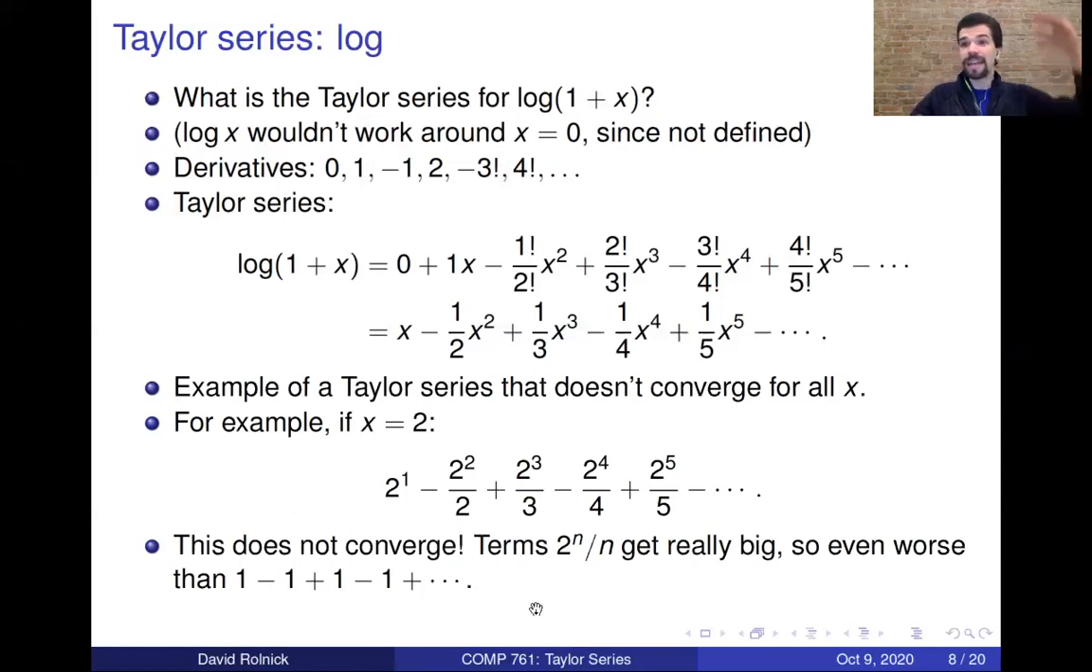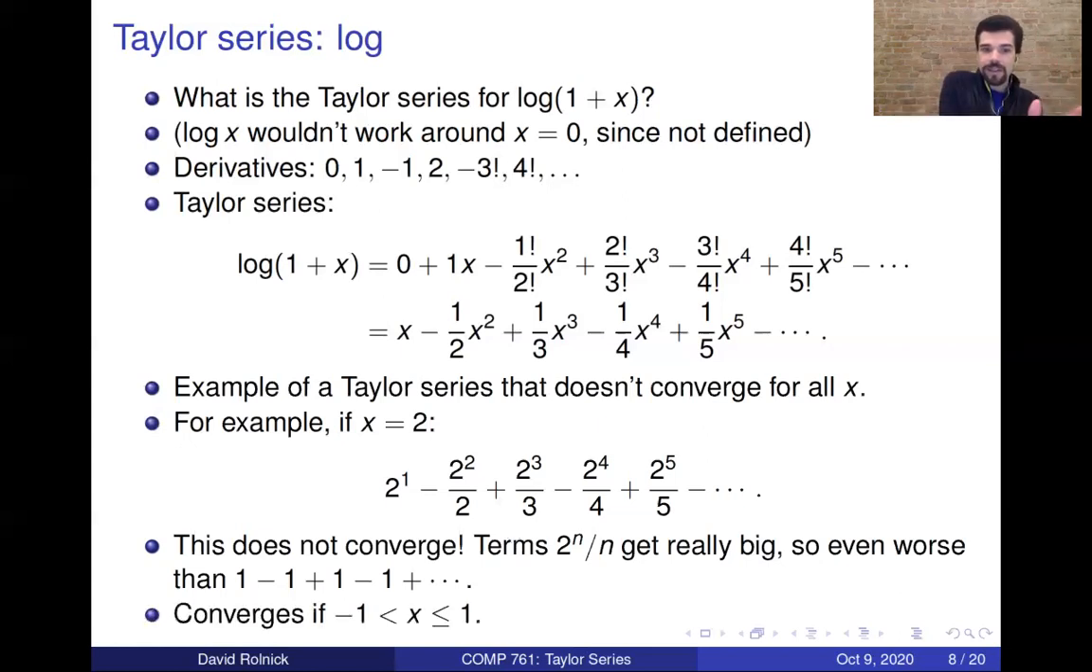As you're adding a big thing, then you're taking away an even bigger thing. You're adding an even bigger thing. If you sort of plot this, what's happening to the sum, it's like oscillating way off to infinity. So this is an example of a Taylor series that does not converge if you take x equals 2. But it does work if x is bigger than -1 and less than or equal to 1. That will work.